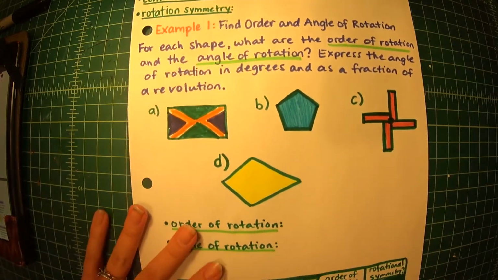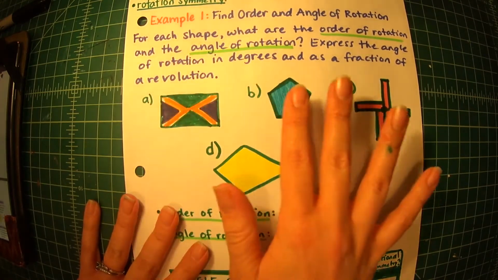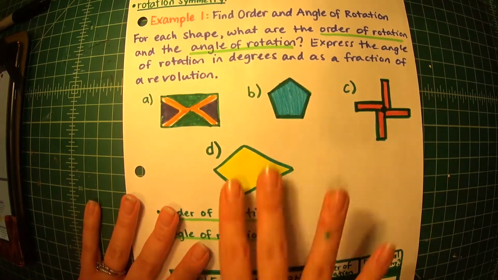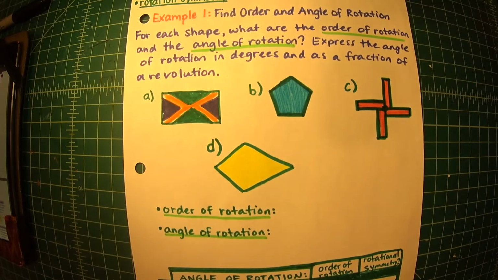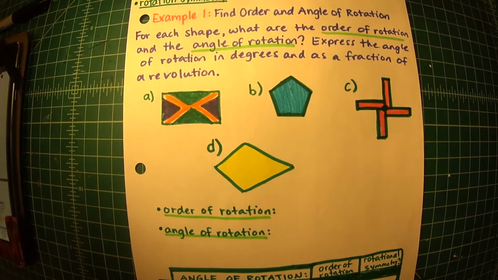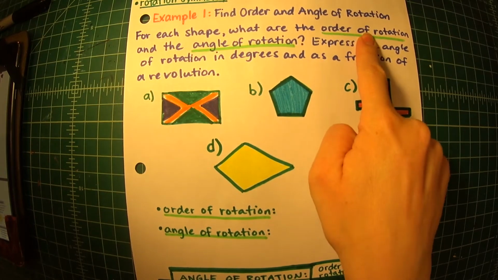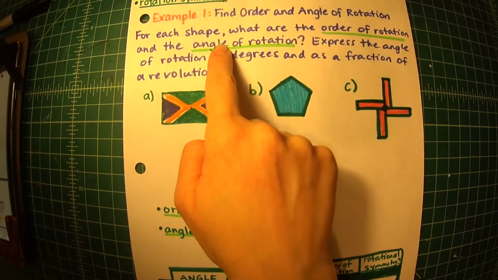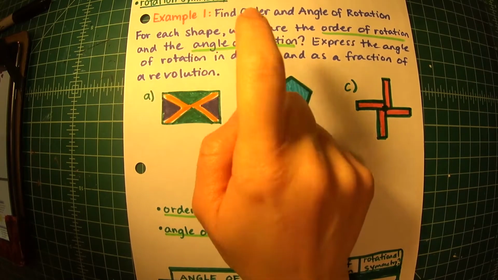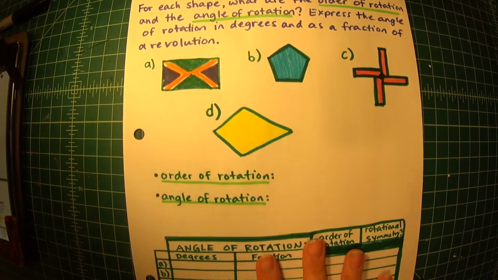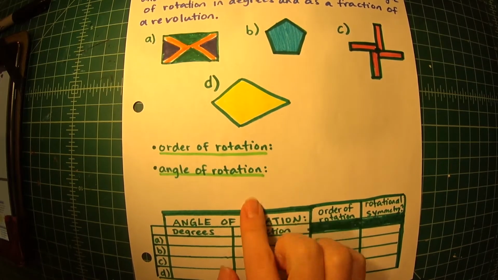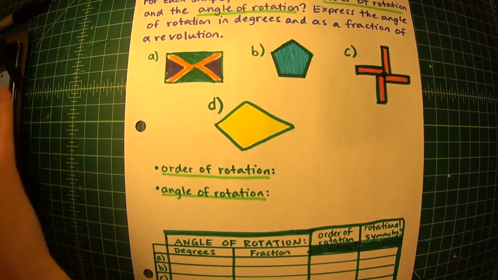Okay, so now you can see I've got four shapes or designs. A couple of them are more like designs, a couple of them are just shapes. And for each of them, I need to first of all determine the order of rotation, and then I need to express the angle of rotation in both degrees and as a fraction. So I guess the next thing we better do is talk about what those terms mean.